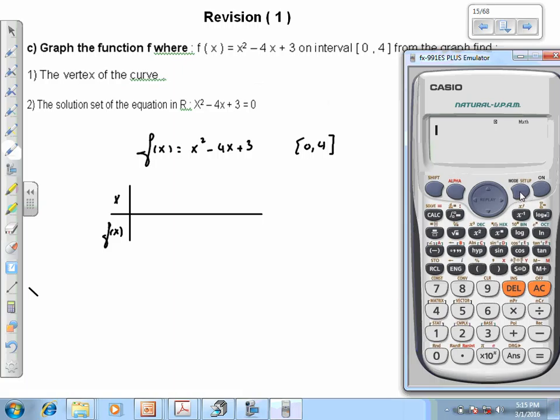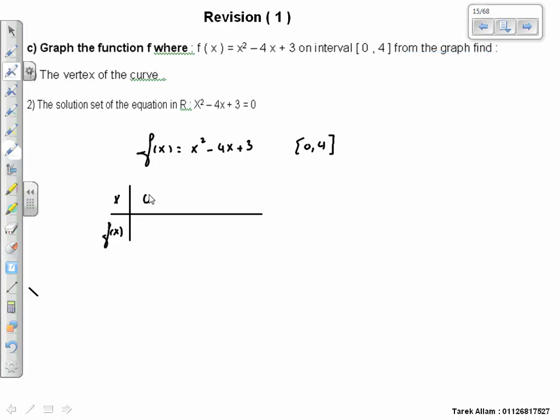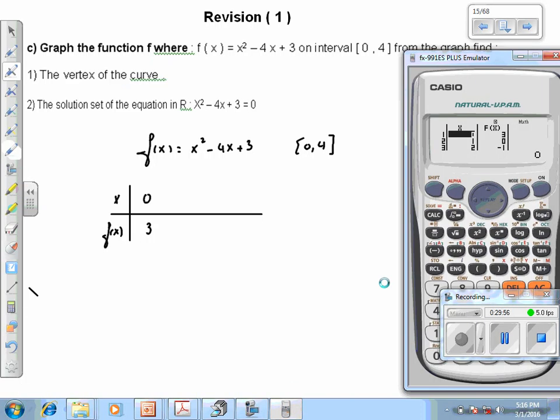First of all, I will press mode. I will choose choice number 7. I will write the equation x² − 4x + 3, and I will start with 0 and end with 4. The calculator will make the rest. So when x equals 0, f(x) equals 3. When x equals 1, y equals 0. When x equals 2, y equals negative 1. When x equals 3, y equals 0. And when x equals 4, y equals 3.